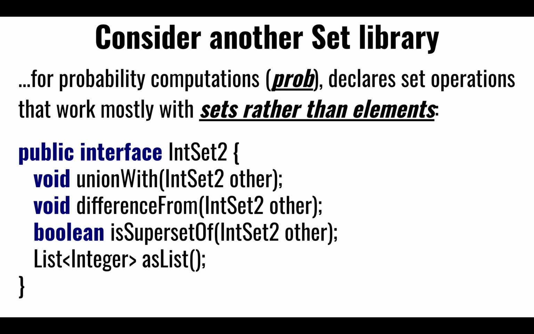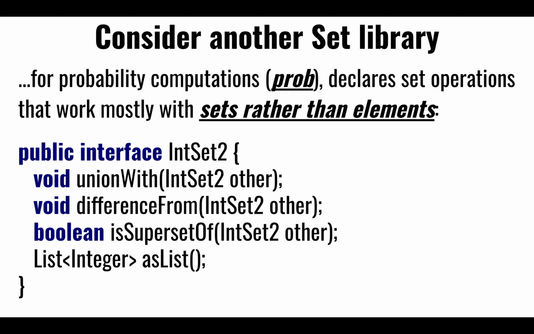This one is int set2. And notice that we have union with, right? And notice that this interface doesn't deal with individual integers. Instead, it deals with sets, right? A whole accumulation of a whole bunch of integers. So I can calculate the union. I can create the union with some other set, which basically adds all the other integers from that other set into this set, right? We have a difference from, right?